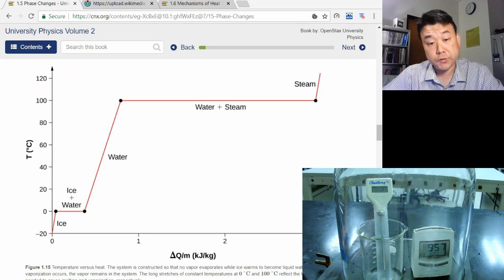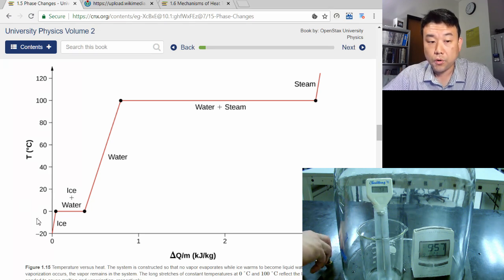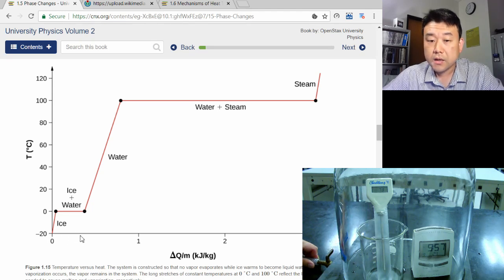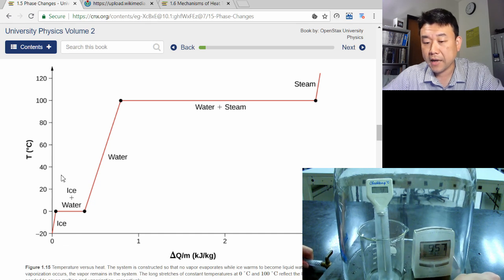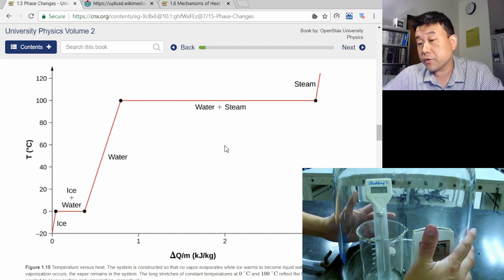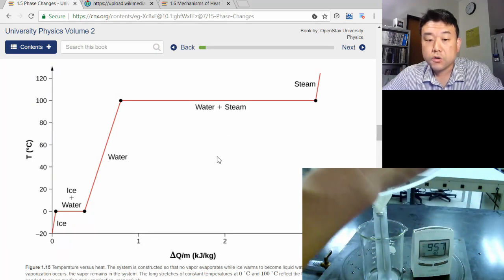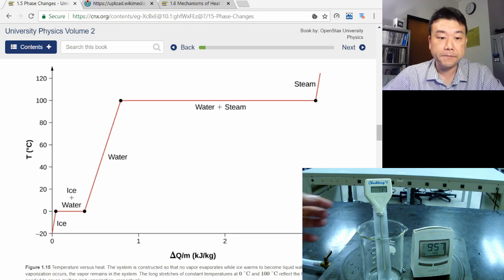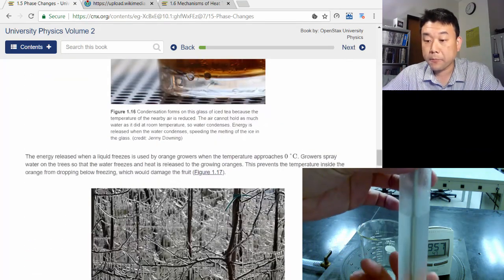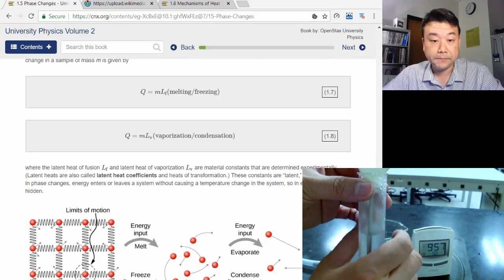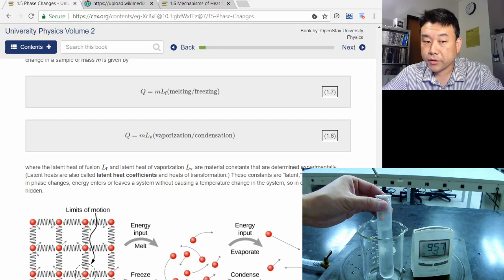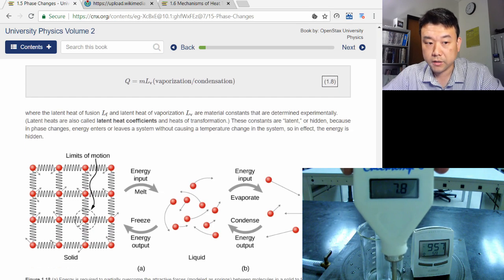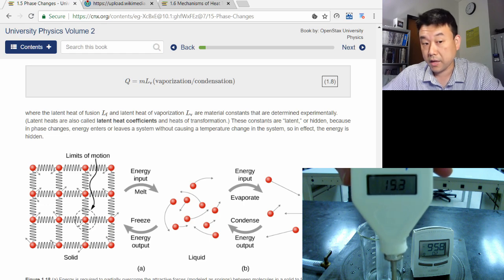Now, here's what I want you to consider. If, as you go along the horizontal axis, you're adding heat, why isn't that added heat showing up as the temperature of the ice water rising, or the temperature of water and steam rising? Your textbook talks about latent heat of fusion for melting, and latent heat of vaporization for boiling. This is the amount of heat needed to break bonds between molecules, turning solid into liquid and liquid into gas.